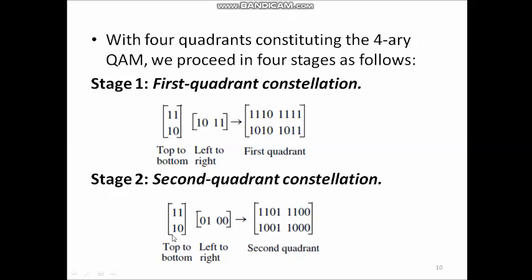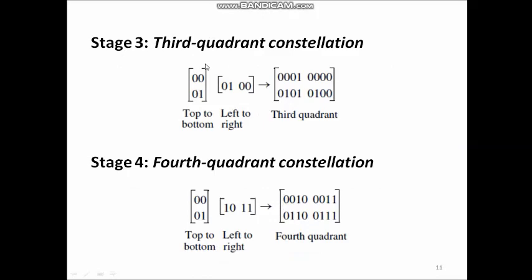Similarly, find the second quadrant constellation: 1110 of figure A, 0100 of figure B, multiply it: 1101, this pair, then 1100, 1001, then 1000. So again we will get a 2 cross 2 matrix. Next, in stage 3, consider 0001 of figure A and 0100 of figure B. Again find the Cartesian product: 0001, then 0000, 0101 and 0100.